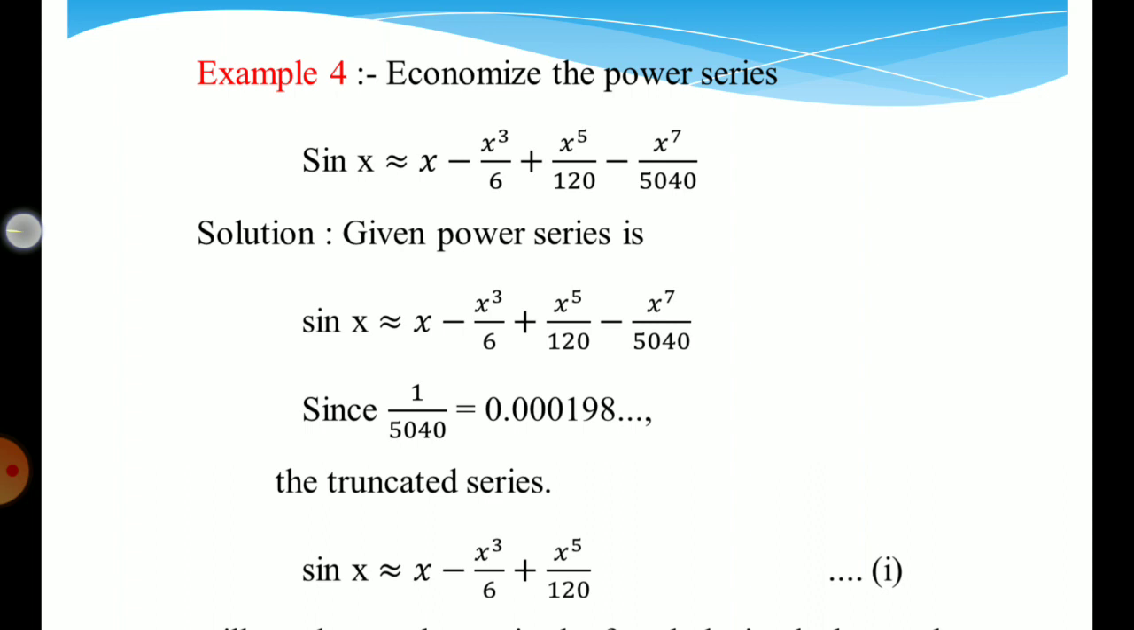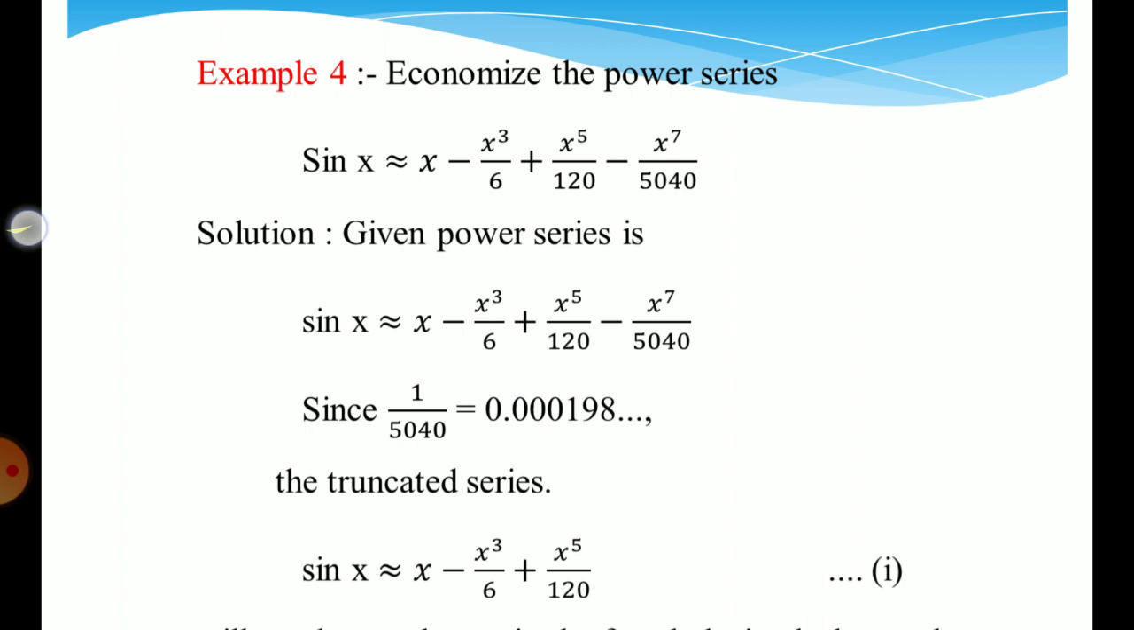Now obtain the value of 1 upon 5040. That means divide 1 by 5040. You can observe that its value is 0.000198 and so on. Now we shall consider this as a truncation error, and we shall eliminate this term and we shall get a new series. We shall call this new series a truncated series because we shall eliminate the truncation error.